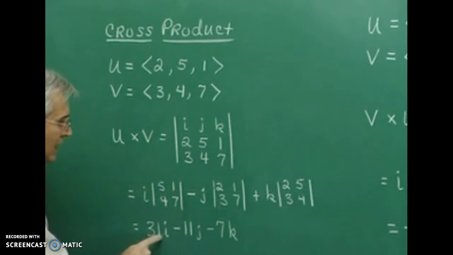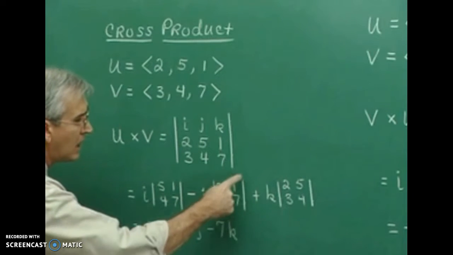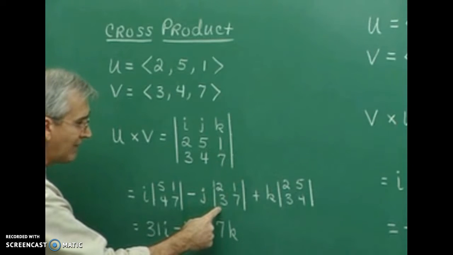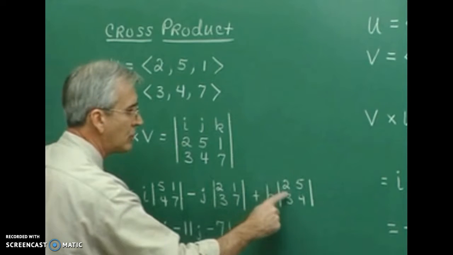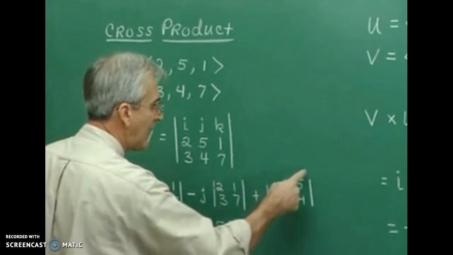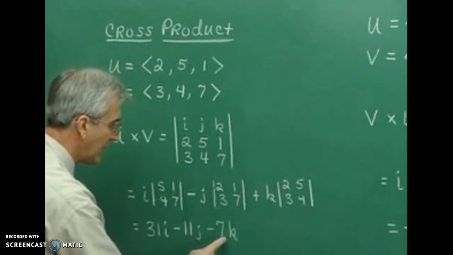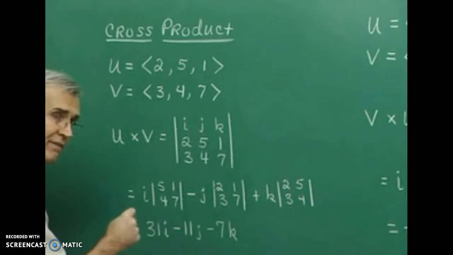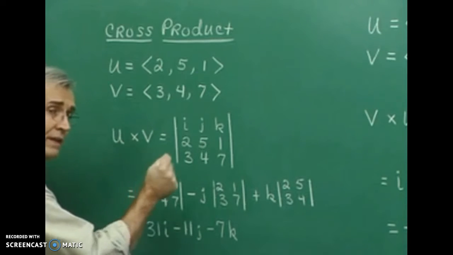So this is 31i. And then here it is 2 times 7, 14, minus 1 times 3, 3. 14 minus 3 is 11. So this is minus 11j. And then over here, 2 times 4, 8, minus 5 times 3, 15. 8 minus 15 is negative 7, negative 7k. So here then, in algebraic form, is the vector, which is the cross product of u and v. That is, it is u cross v.